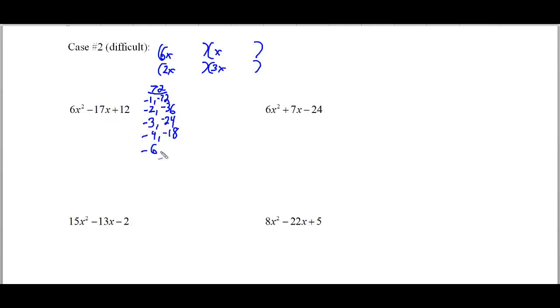And 5 doesn't work. 6 gives us negative 12. Now you'll see that I'm getting closer. Negative 6 and negative 12 make negative 18. Still close, but no cigar. Dividing by 7 gives me a decimal. Dividing by 8, though, gives me a whole number, which is negative 9. And that is the key. Negative 8 and negative 9 multiply to make 72 and add to make negative 17.